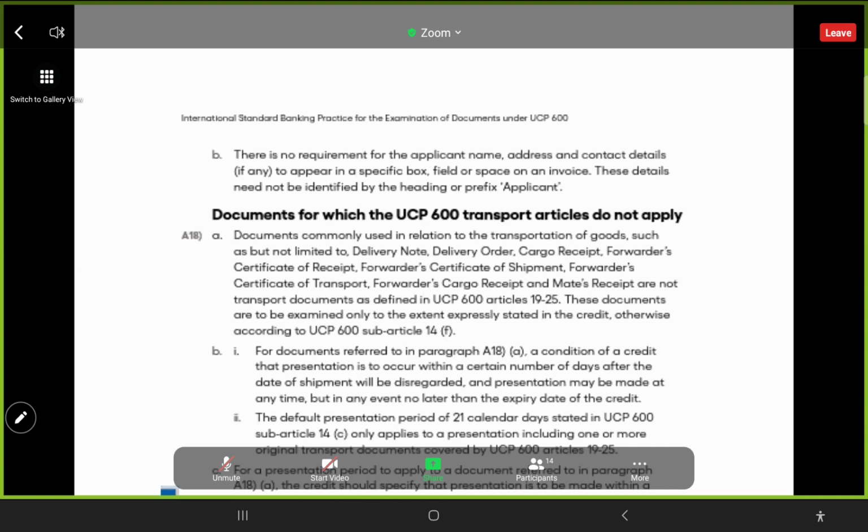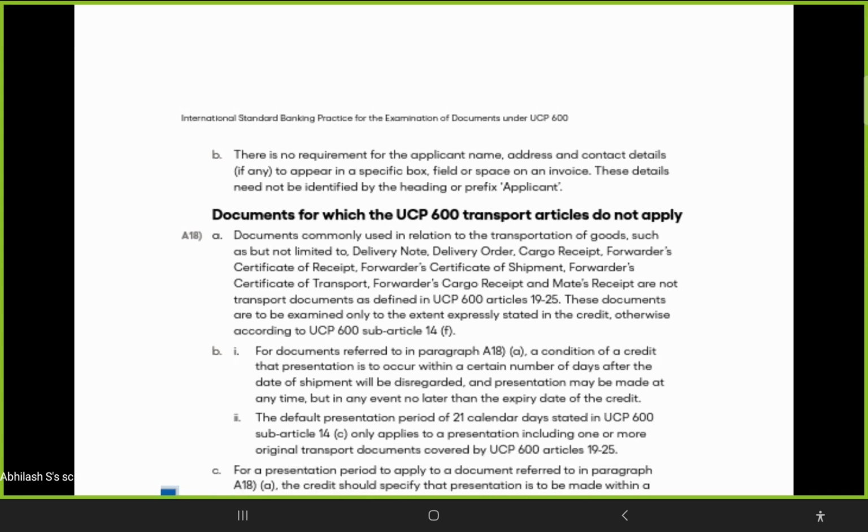So, Articles 19 to 25, you know what all the documents they have called for, right? Multimodal, bill of lading, non-negotiable seaway bill, charter party bill of lading, airway bill, road, rail or inland waterway transport document, and then you have your courier receipt. So these are all the documents that are defined. But there are other documents used in relation to transportation that may not be your transport document. They are not defined under UCP 19 to 25. So they have given certain examples like delivery note, delivery order, cargo receipt, forwarder certificate of receipt.